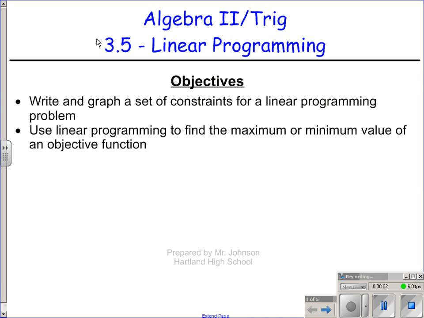Hello everybody, these are the notes for Algebra 2 Trig, section 3.5. It's called linear programming. It is basically the same thing that we've been doing, just with an extra step at the end. You're doing the system of inequalities, but you have this extra equation. And what you're going to try to do is either maximize it or minimize it.